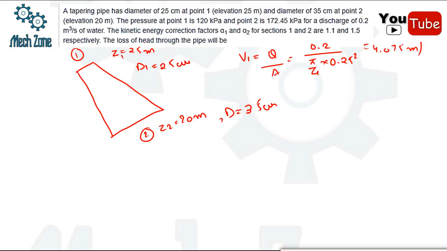So velocity here is 4.075 meter per second. Now velocity at point 2 would be Q upon area 2. So if you calculate, this is coming out to be 2.079 meters per second. Now alpha 1 has been given as 1.1 and alpha 2 as 1.5. So let h1 be the loss of head. So हम मान लेते हैं h1 loss of head है.